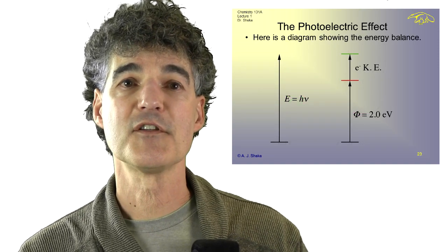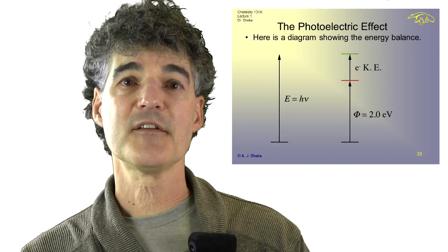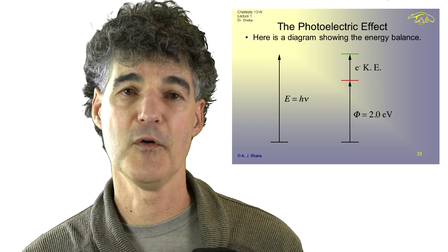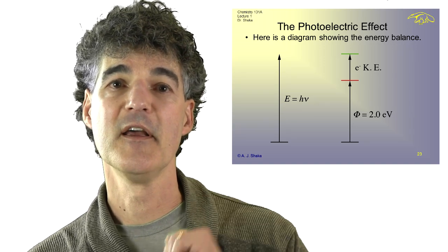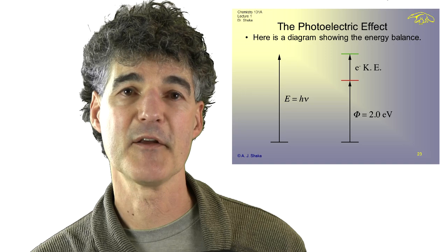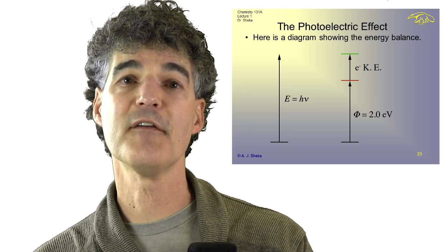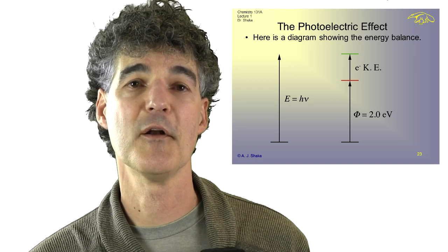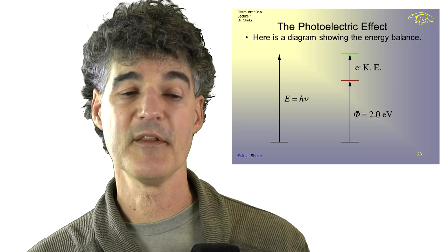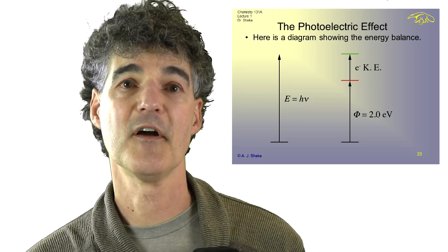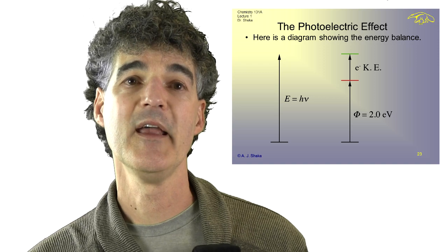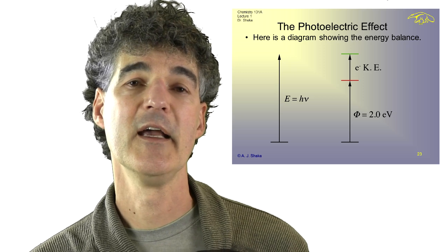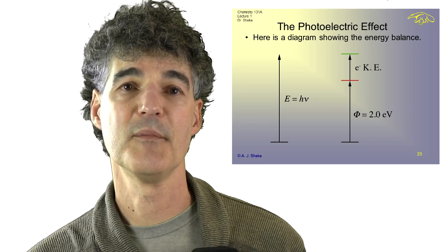So here's a diagram that shows the energy balance. It takes a certain amount of energy, in this case for potassium, 2 electron volts, to get the electron to part ways from the potassium atom. And then whatever energy is left over, since we believe energy is conserved, even in this crazy realm of quantum mechanics, that energy must be then the kinetic energy of the electron. And so that makes it up to the top. And you can see that if the photon itself doesn't have enough energy to get up to the red bar, then there's no way that the electron is going to be ejected.